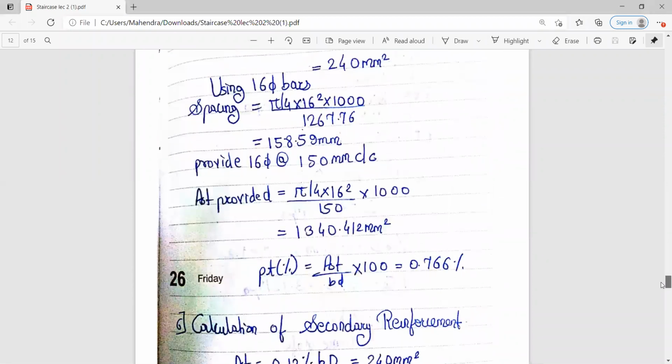So for calculation of spacing, you are going to use the 16 millimeter diameter bar. So using 16 mm bars, spacing will be pi by 4 into 16 square into 1000 upon AST required. So AST required आपको मिला था 1267.